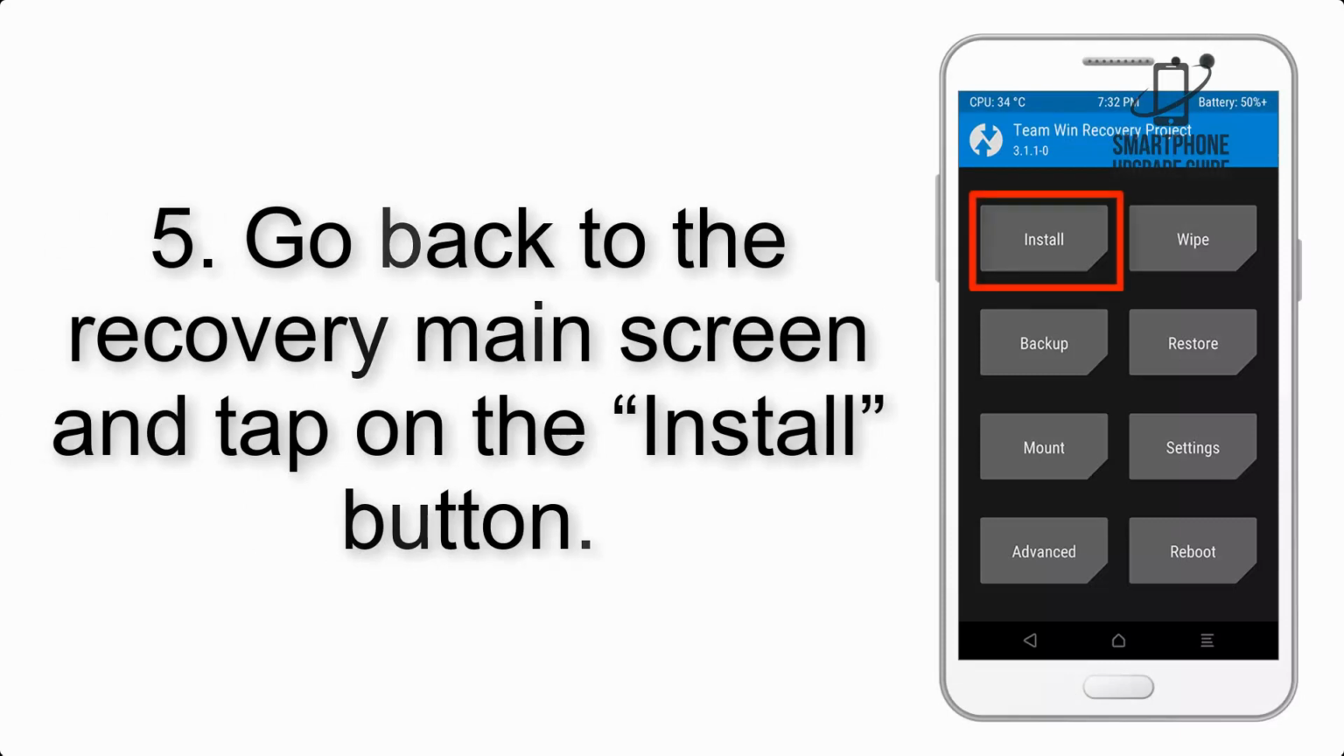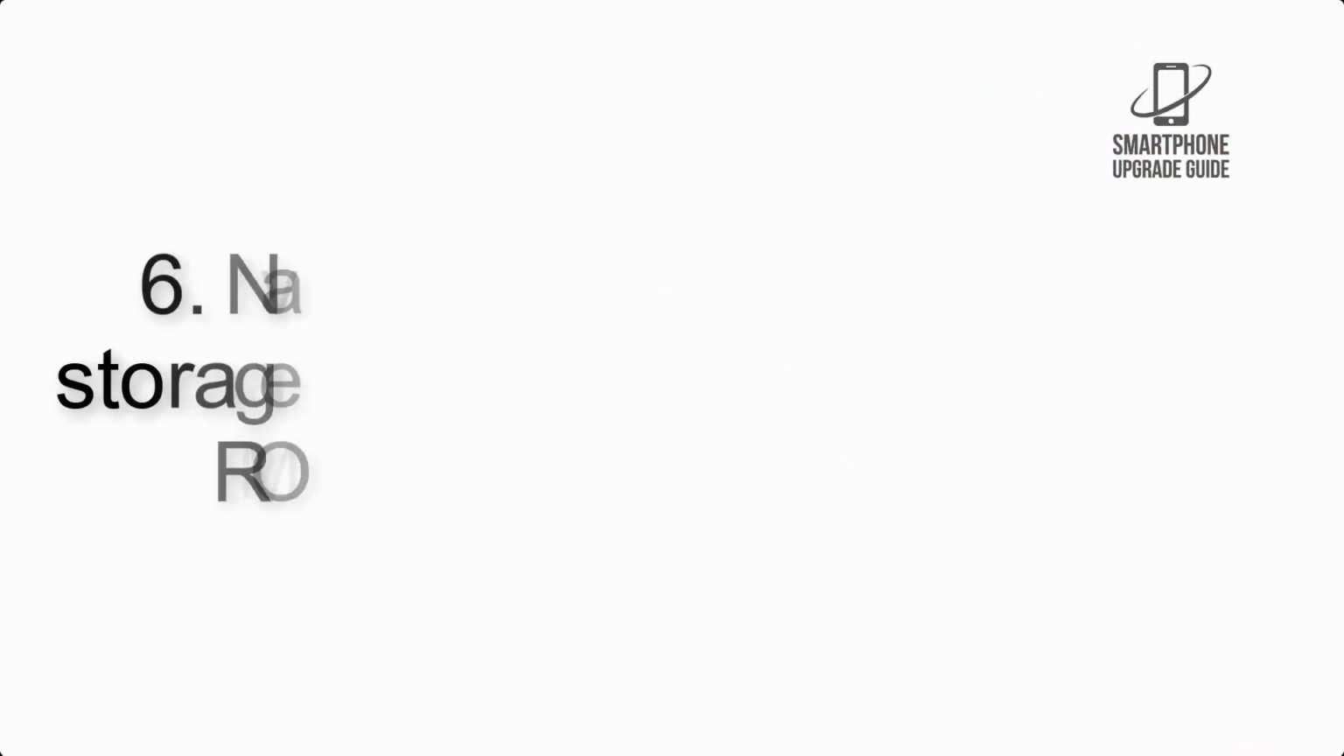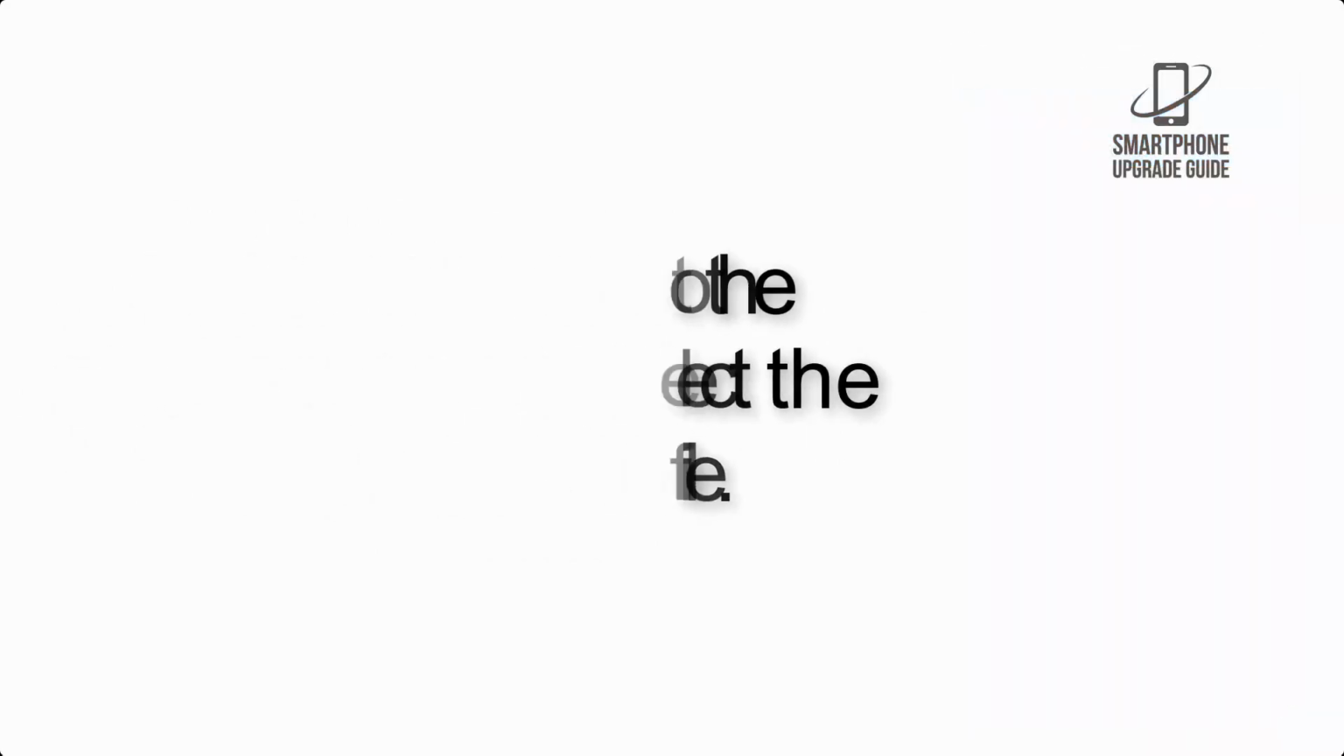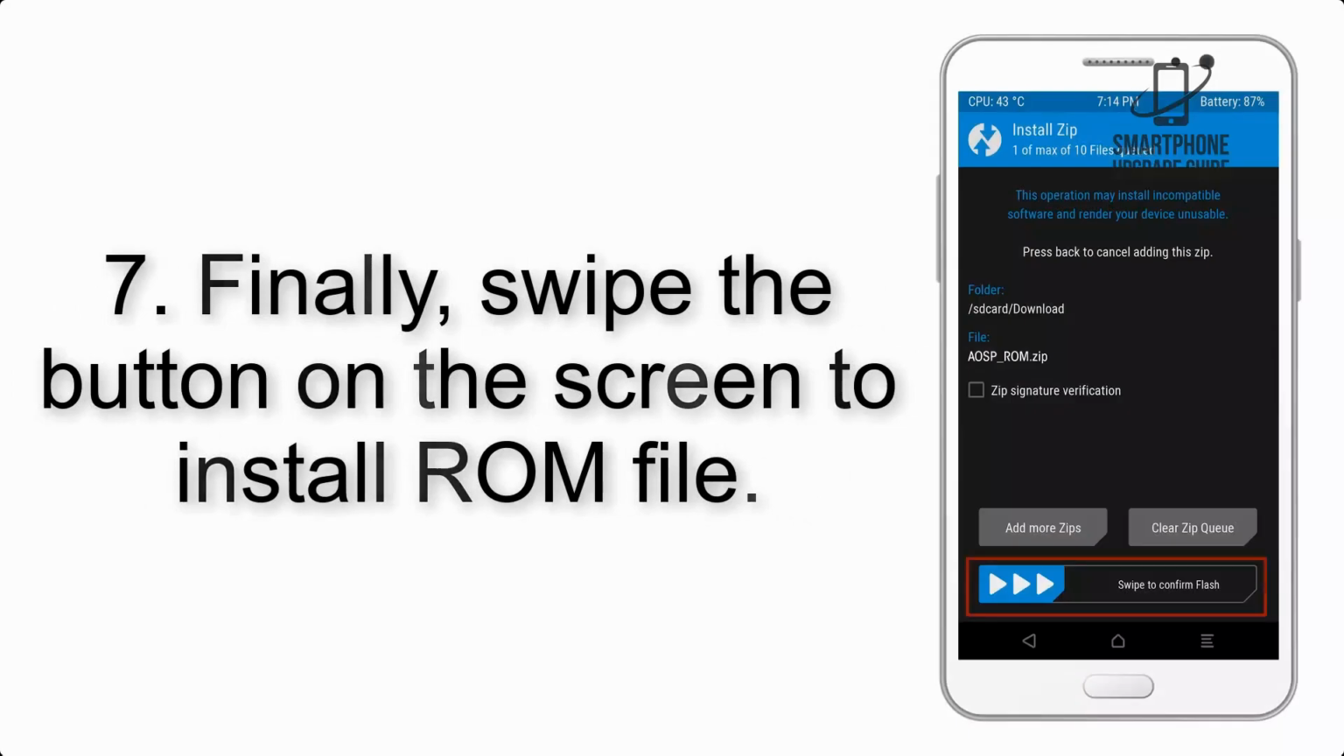Step 5. Go back to the recovery main screen, and tap on the Install button. Step 6. Navigate to the storage, and select the ROM zip file. Step 7. Finally, swipe the button on the screen to install ROM file.